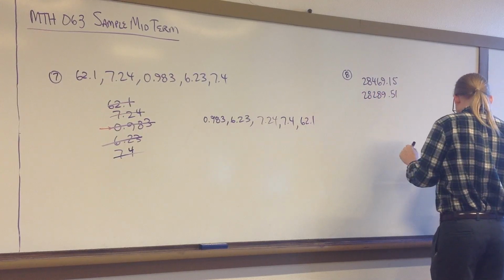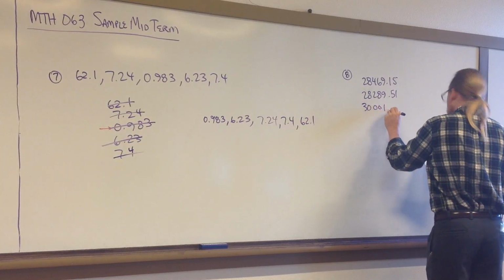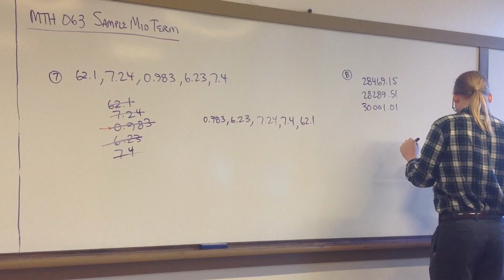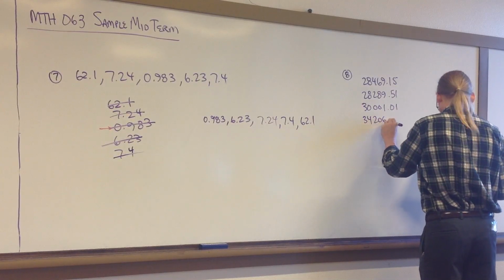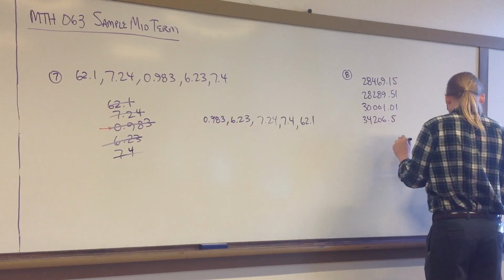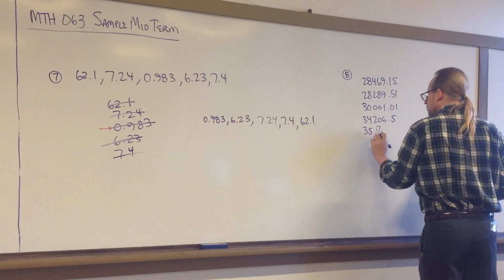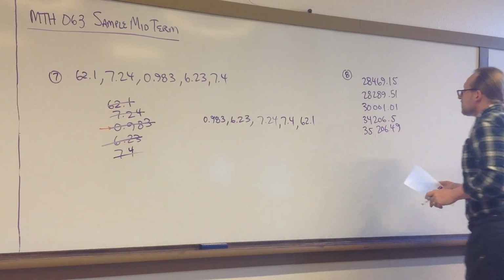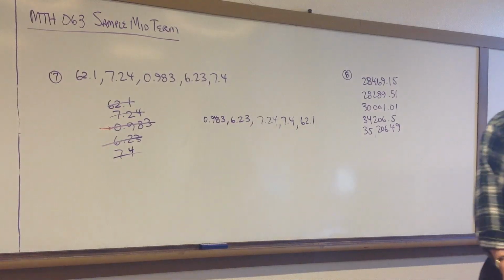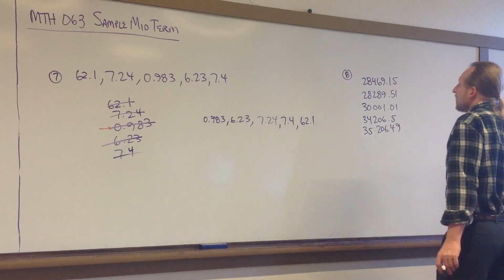28,289.51. 30,001.01. 34,206.5, and 35,206.49. Okay, so those two, actually those last two are the only ones that are really close to each other.